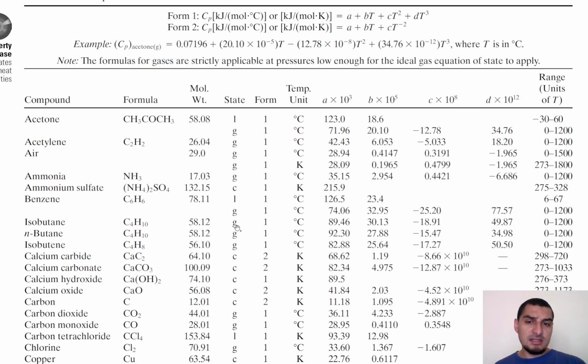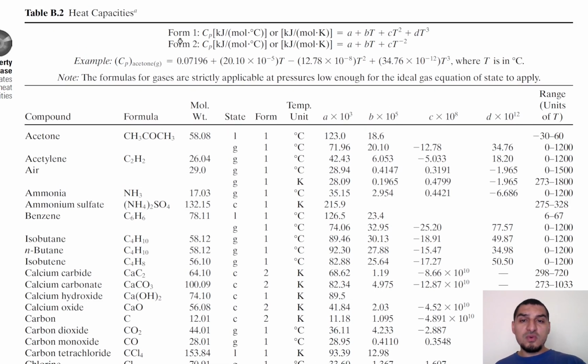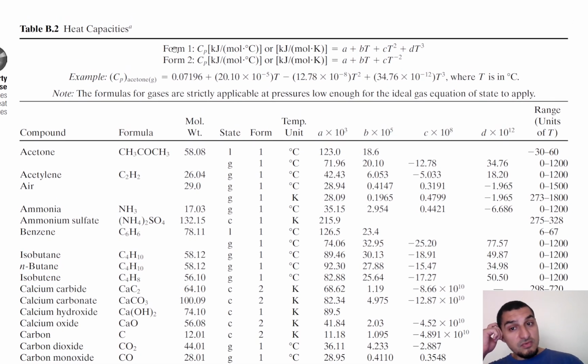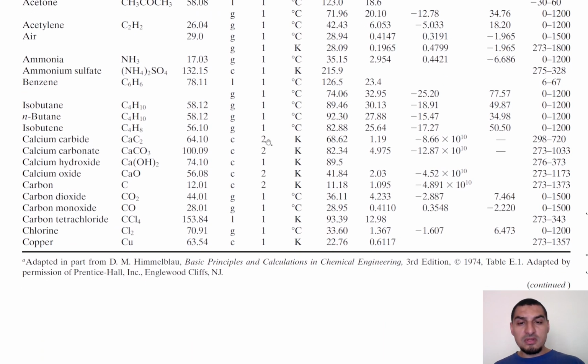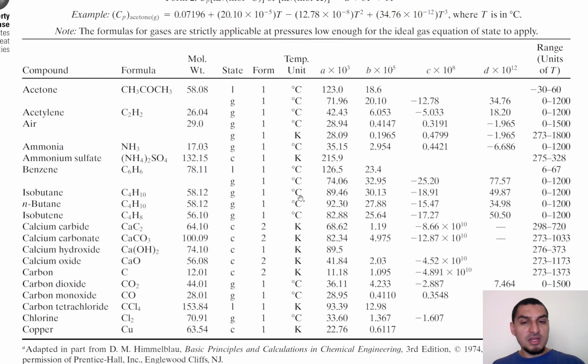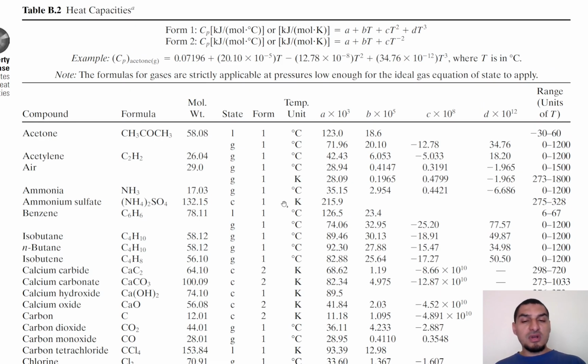So we know what the state is. We understand it now. The form refers to the two equations that we have here. We said there are two forms of the equations, so you know which equation you are going to use from this column. It says form 1, form 2. Form 2 is always, at least for this table, for solids. So you'd see all the 2's here correspond to crystalline solids, for here and for the rest of the table. For liquids and gases, they are all in form number 1.